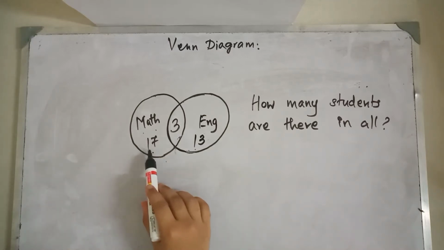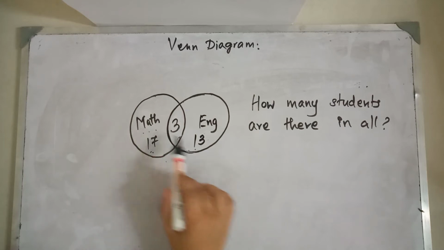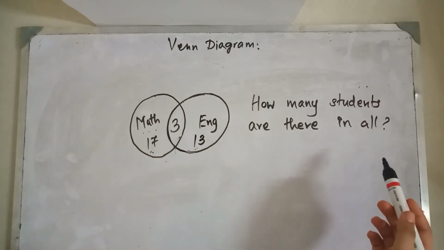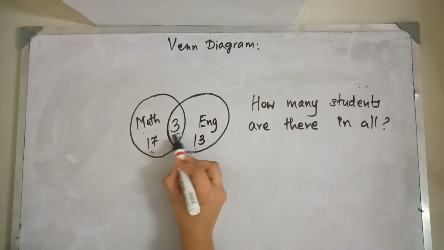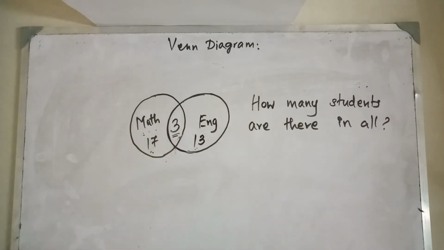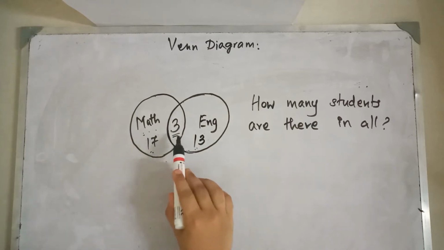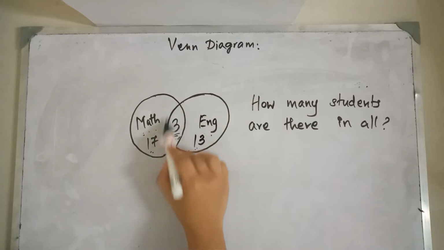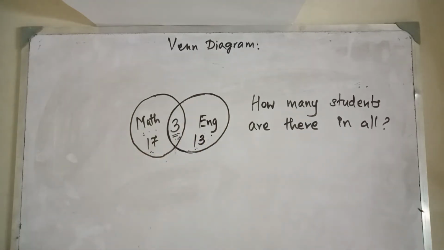We have 17 students who have taken up Maths and 13 students who have taken up English. The question wants you to find out how many students there are in all. Now we realize that there is an overlapping between the number of students who have taken up Maths and the number of students who have taken up English. So 3 students have taken up both Maths and English. So that is what this overlapping region means.